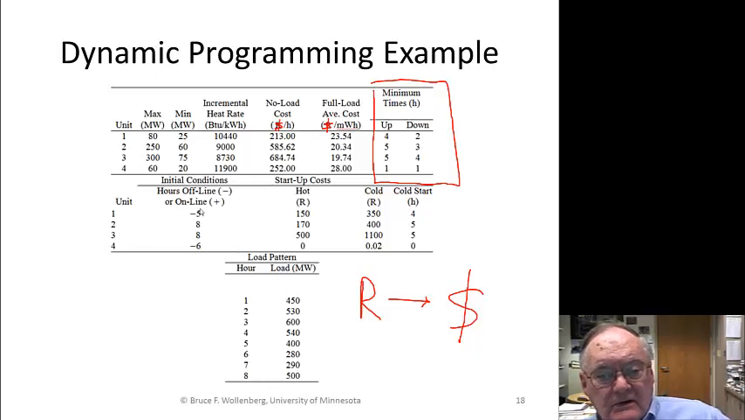Here's the initial condition. Number 1 has been off for 5 hours. 2 and 3 have been on for 8 hours, and 4 has been off for 6 hours. Here's the startup costs, and for hot or cold start, it's considered a cold start if it's been off for at least 4 hours. Here's the load, 455. It peaks at 600, it drops back, and then it goes back up again. We'll see a picture of that in a minute.